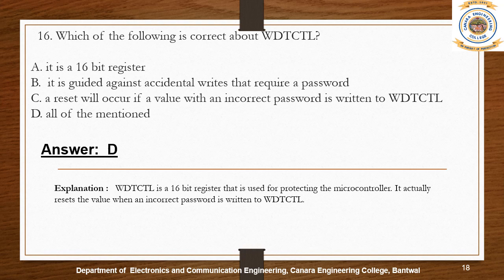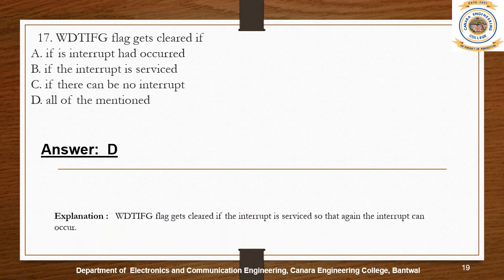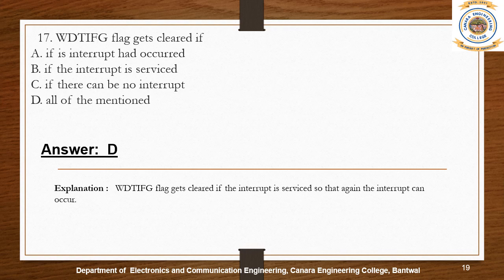If it doesn't match, the device resets itself. In case of the watchdog control register, one of the flags is also called the watchdog interrupt flag register. This is raised when an interrupt occurs. However, we know that the MSP430 supports various interrupts. Whenever an interrupt occurs, the watchdog timer interrupt flag, WDTIFG, will be set to 1, and it will be cleared when the interrupt is serviced.